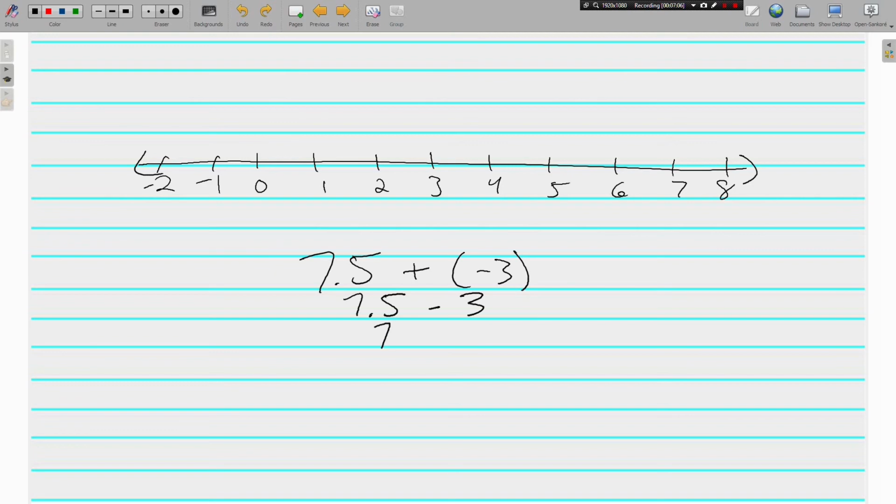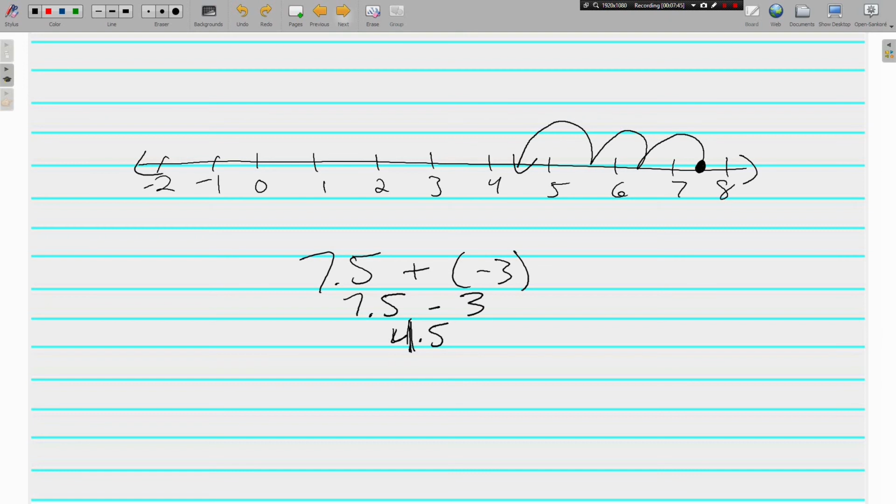7.5 minus 3. Okay, 7.5 right here between the 7 and the 8. And if I need to, I can go 1, 2, 3. I'm going to end up at 4.5, or 4 5/10. Okay, when you're subtracting, you're moving left along the number line. When you're adding, you're moving right. Make sure you have your expression in OSC form, or that won't always work.